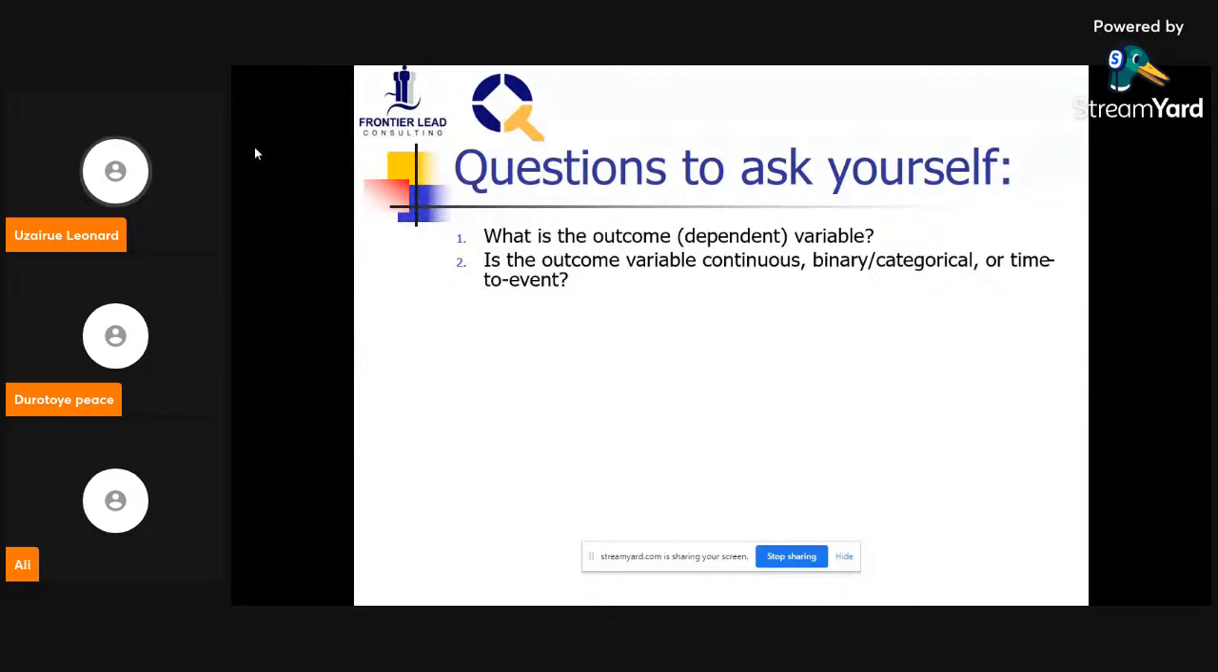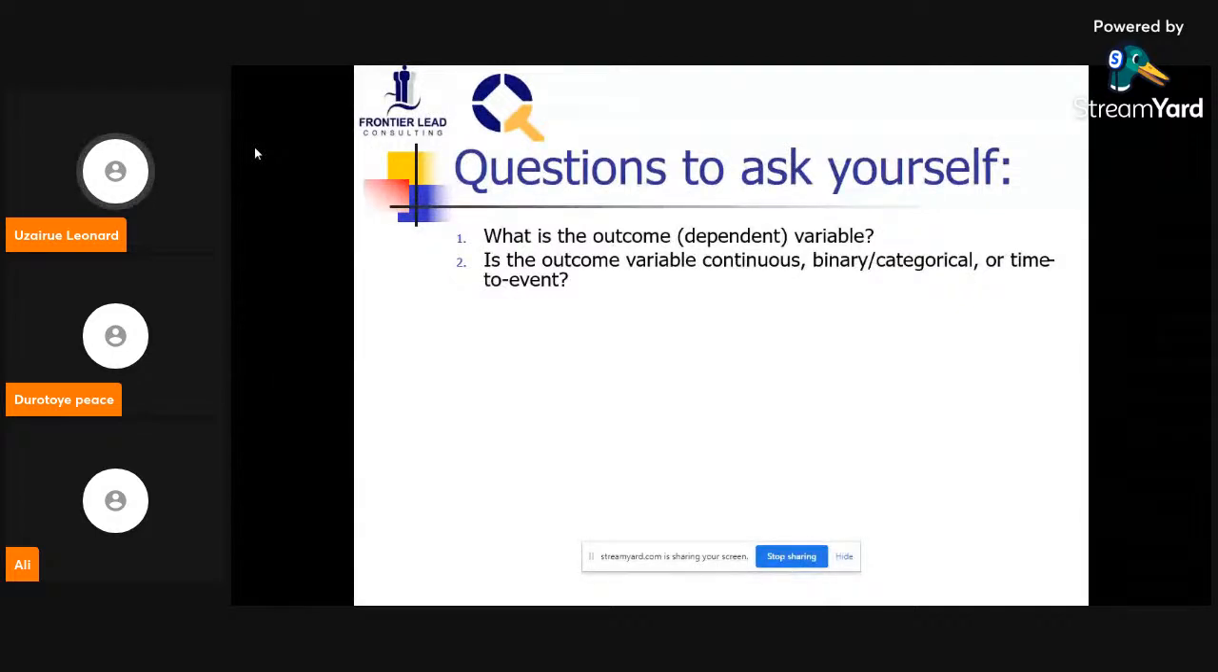Now, when we talk about dependent variable, it is quite straightforward. We have dependent and independent. When you say something is independent, it means that it's not dependent on something. But when you say something is dependent, it means that the effect of a particular variable affects that particular outcome.